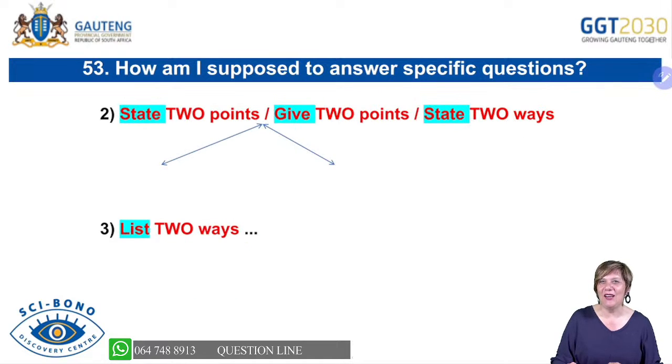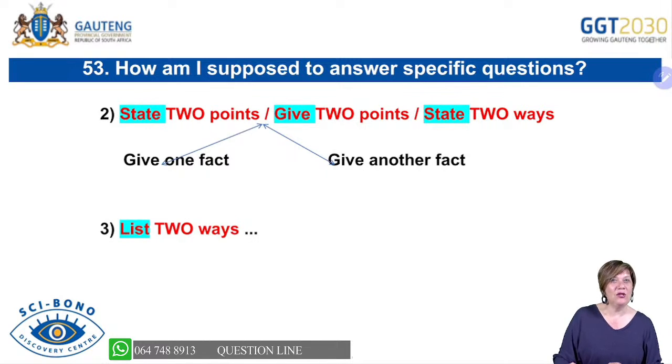Another kind of question we love to ask you is when we ask state 2 points or give 2 points or state 2 ways. Now remember, if we do this, we want 2 very distinct facts. So please show me 2 very different facts. But be careful. Look at question number 3. List 2 ways. This question is a bit different.